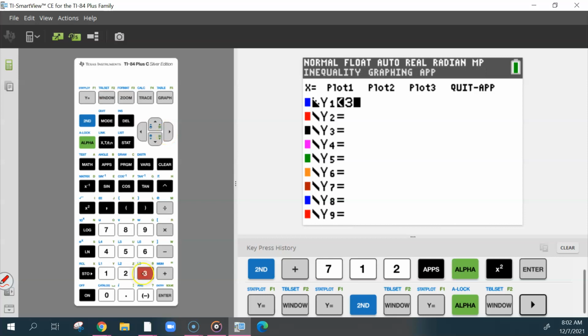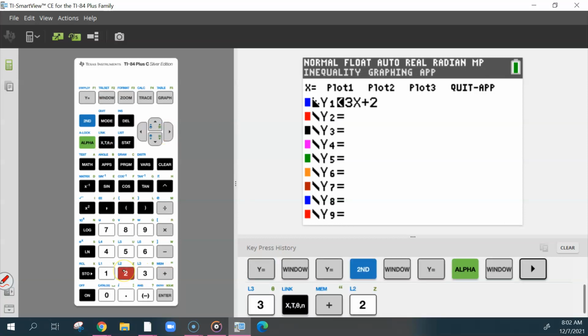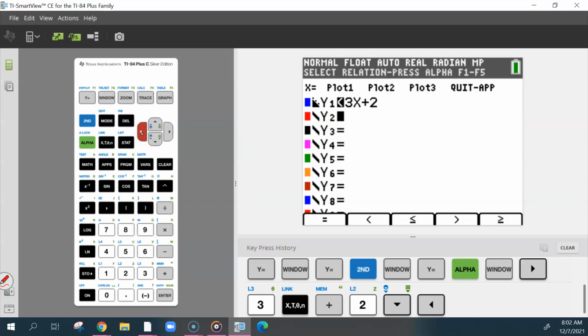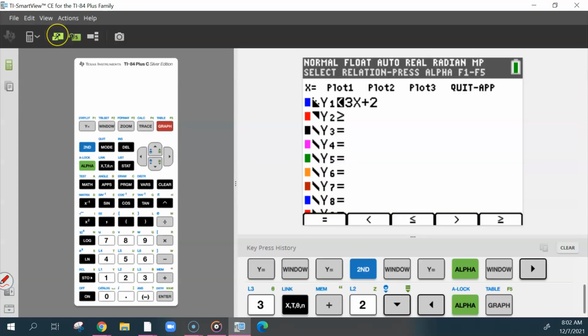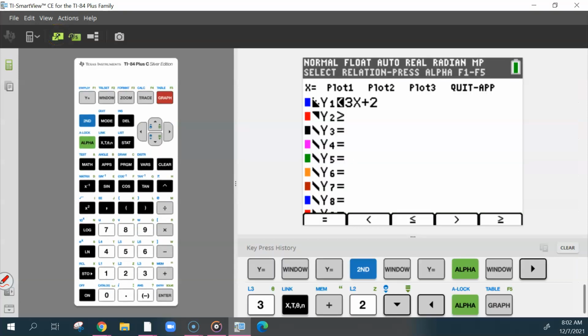So 3x plus 2. And then I can go to the next one. I want to change this to a greater than or equal to. So if I hit alpha and then graph, it would change it to a greater than or equal to. It will also show me that this is going to shade above and the line is solid.